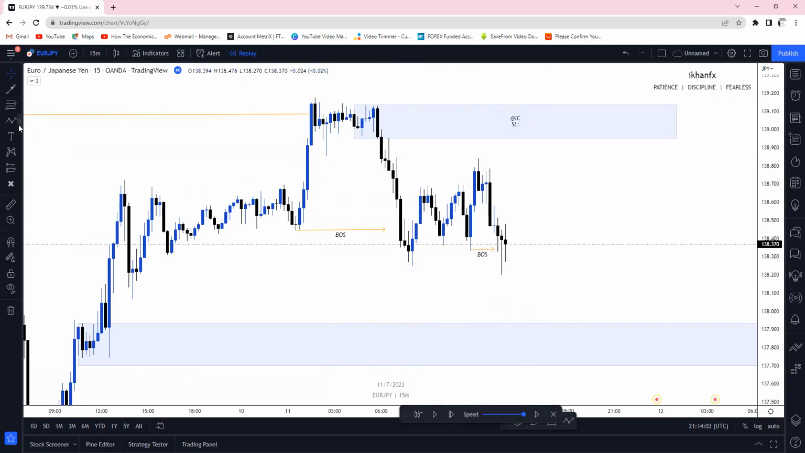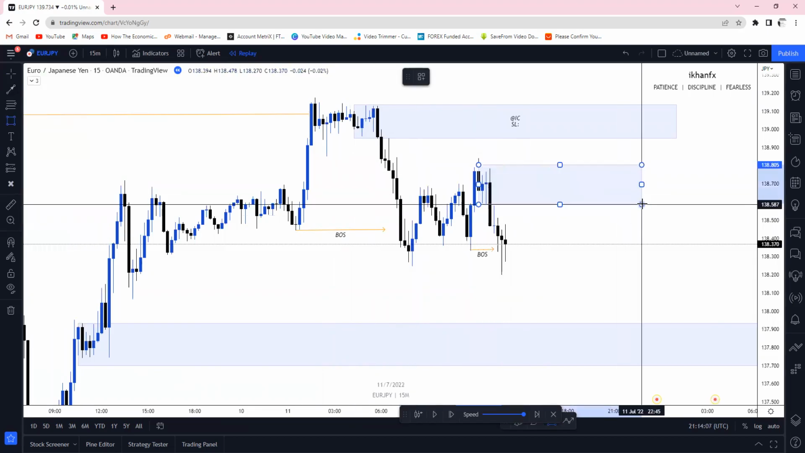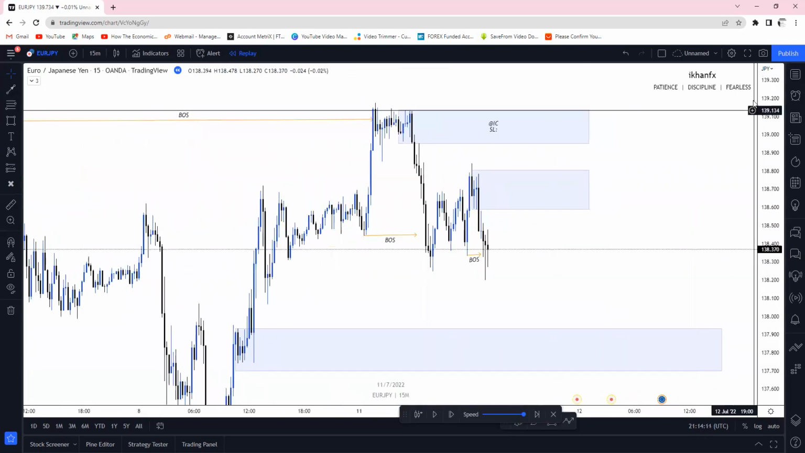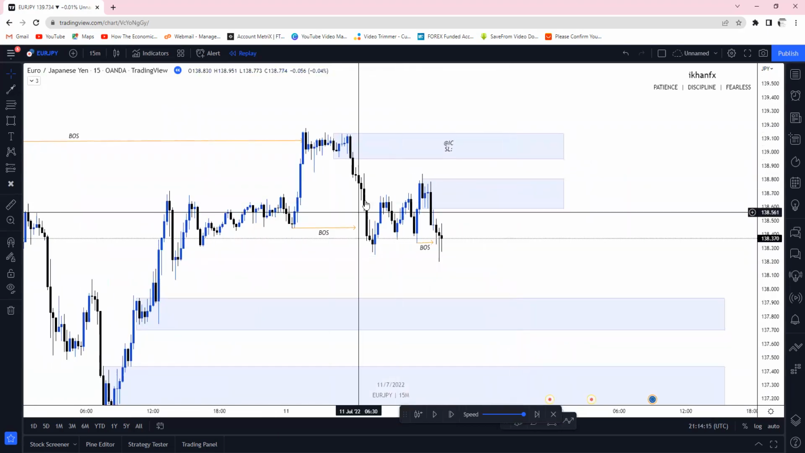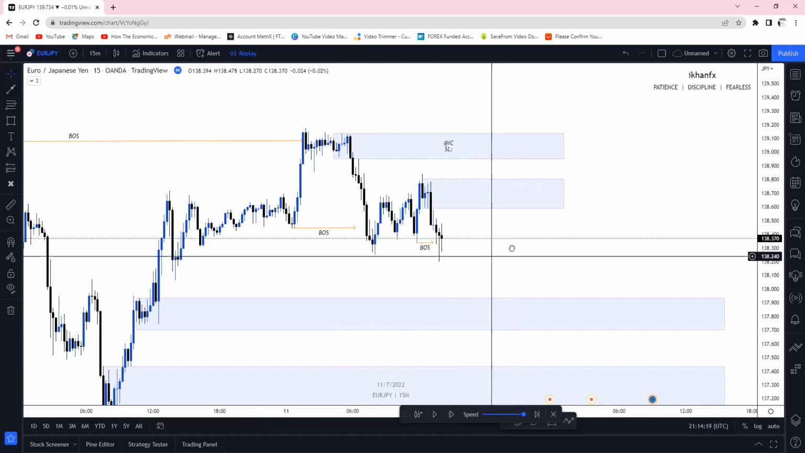So you can set a limit here. Set limit kwenye hii zone yako. Same. Set limit. So two set limit, one of this zone na hii zone. Ukikutana na confirmation kama hii, scenario like this, kama ilivyofanya Eurjpy.